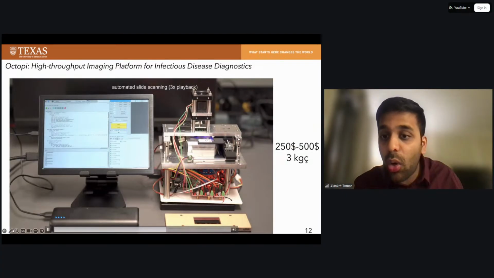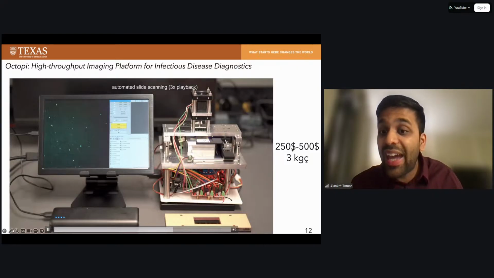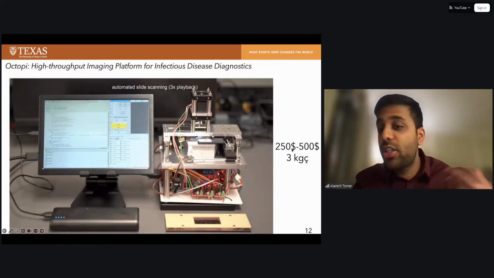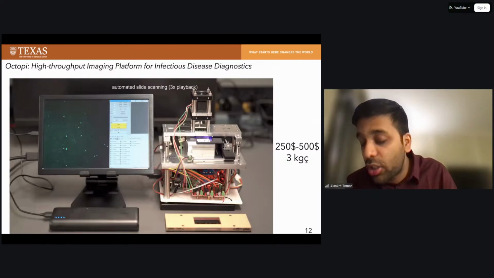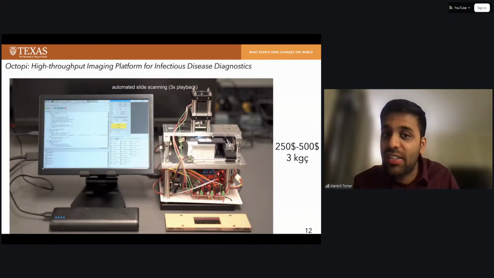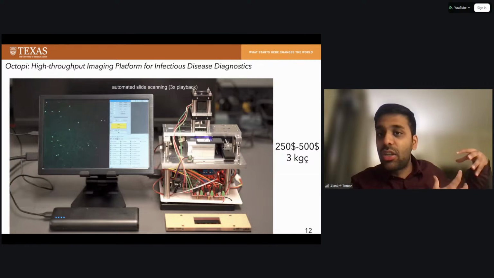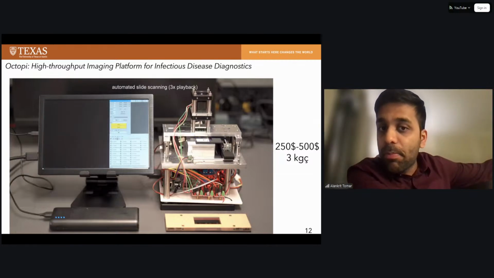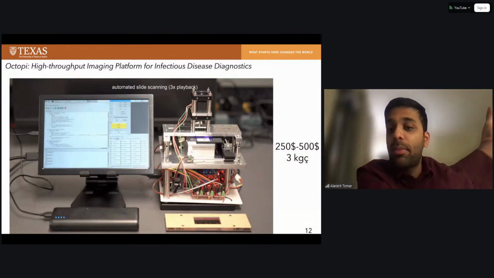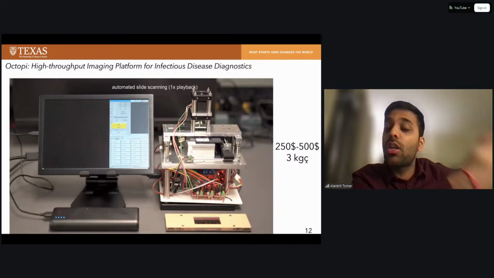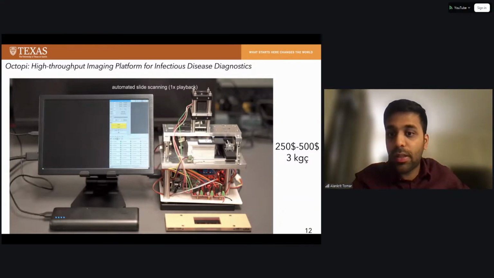And you can see how simple this device is. And it's a low cost device. It's only $200 to $300, $500, and it's 3 kgs. So you can carry this to a rural area, put it there, and some technician will be able to use it very easily.